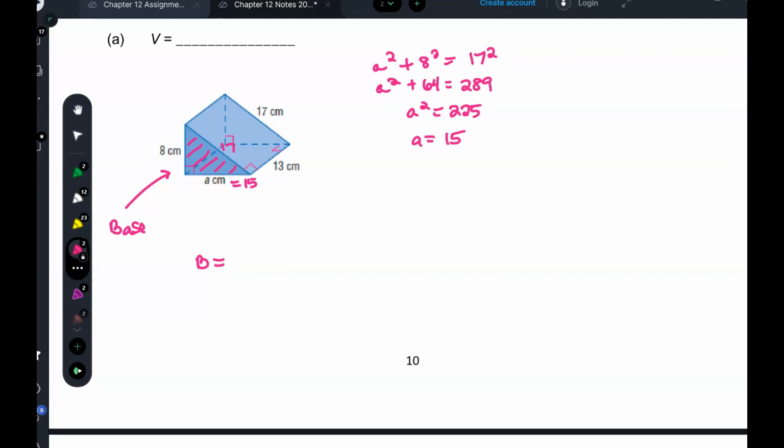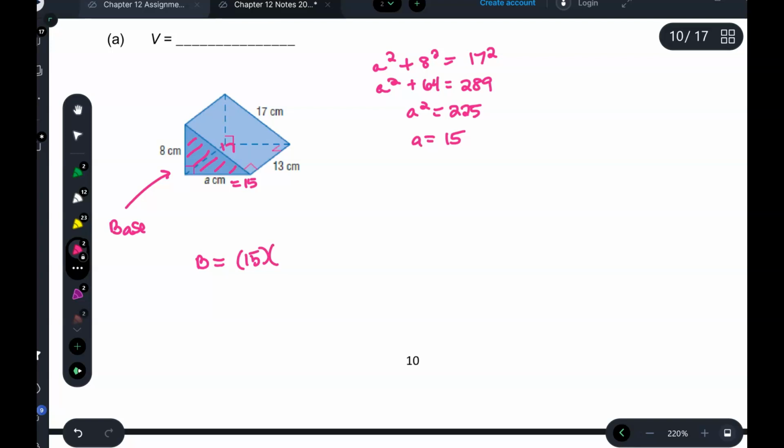How do you find the area of a triangle? Base times height divided by 2. So what's the base of this triangle? So 8 times 15, 15 times 8 divided by 2? So 17 is just irrelevant then? It was just helping us solve for a. Right. 60. Good.